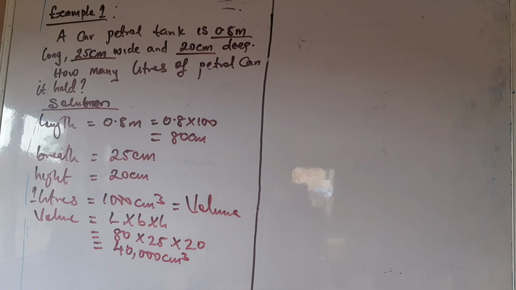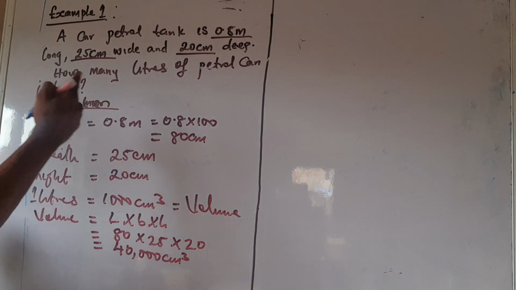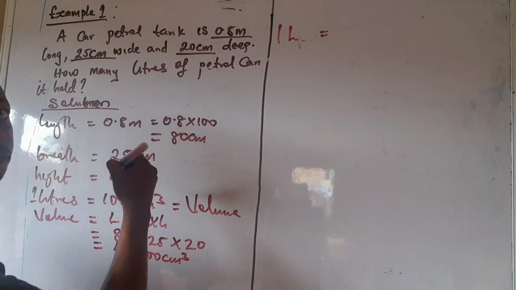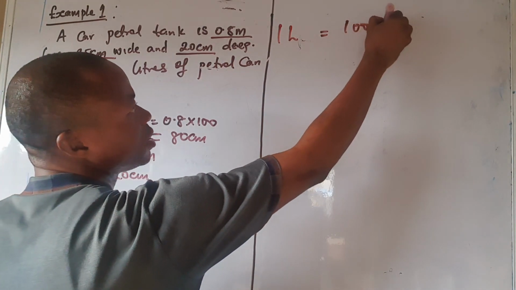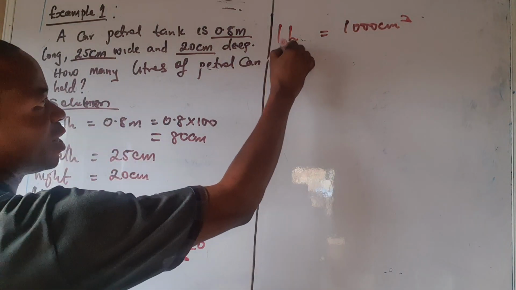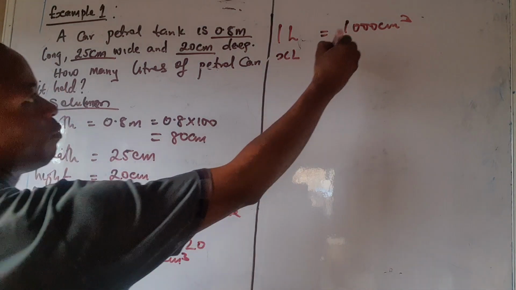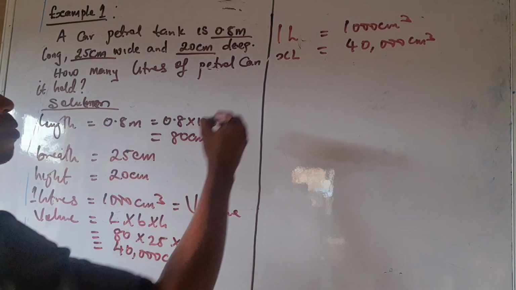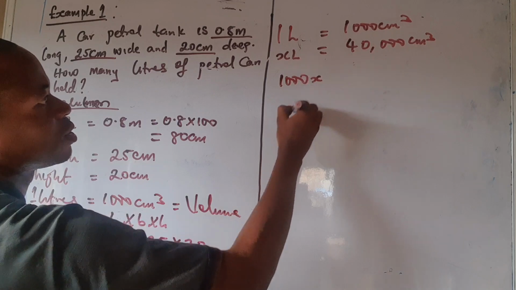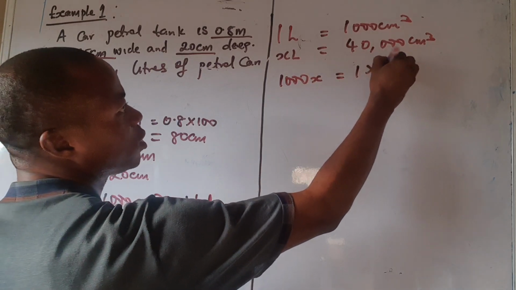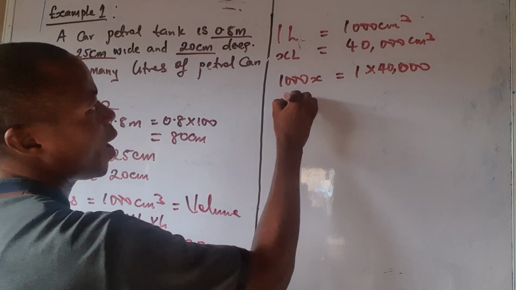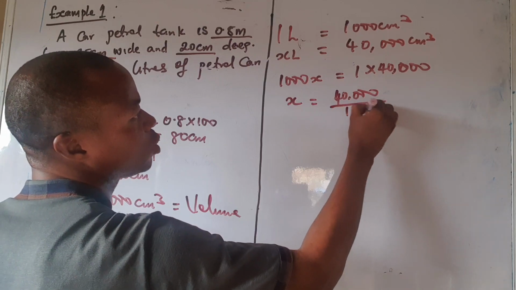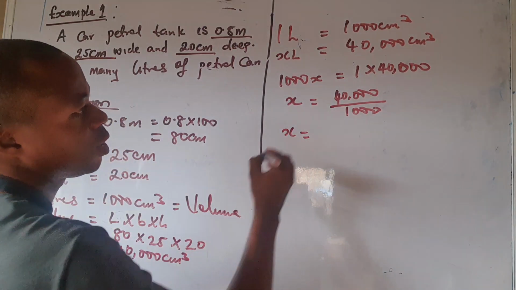But do not forget, we are asked to give our answer in liter. And we know that 1 liter is equal to 1000 centimeter cube. So x liter will be 40,000 centimeter cube. That is the conversion now. So from here, 1000 times x equals 1 times 40,000. So our x will equal 40,000 divided by 1000.